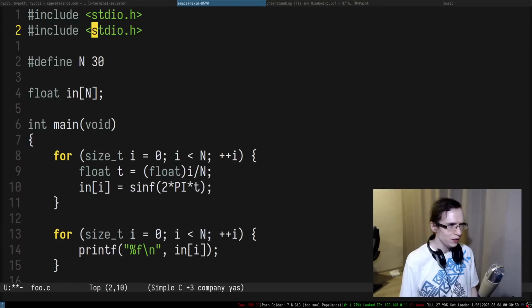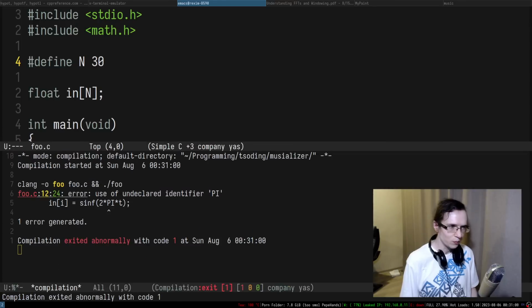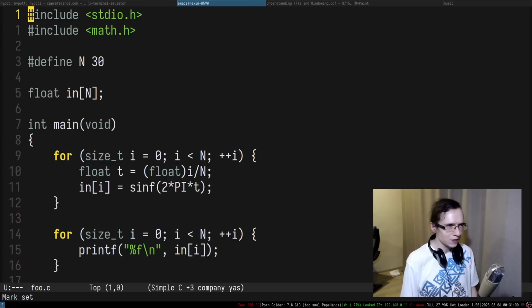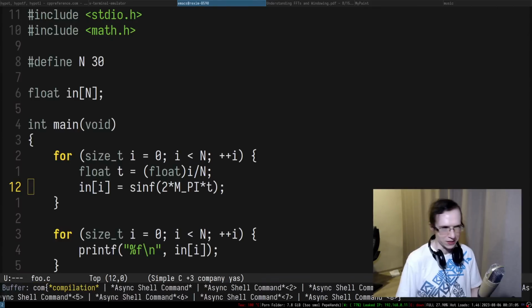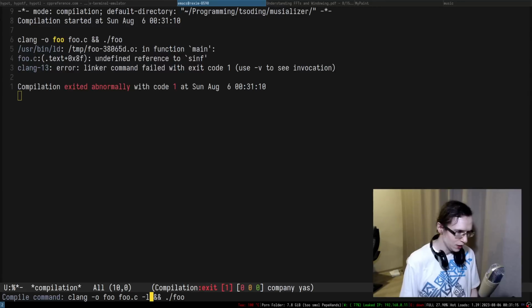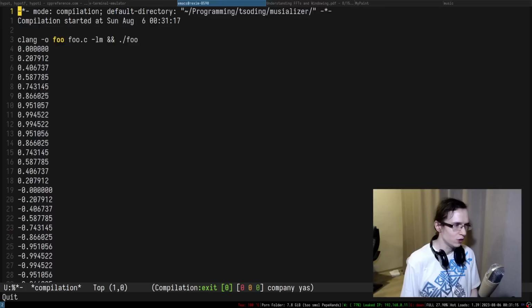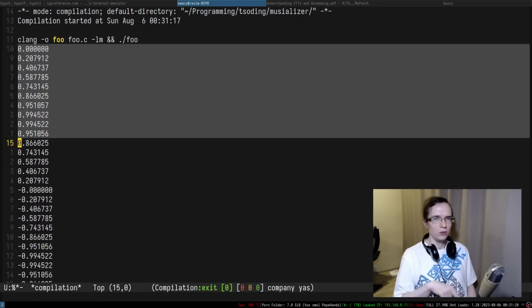Cool. We probably need some math, so let's try to build this. It's clang foo.c, and let's run it. It doesn't have pi. I think a non-standard extension is to have M_PI. It's not particularly standard, but I don't want to spend time defining pi. There we go. Now it doesn't have sinf, because we never linked with the math library. There you go, in here we have basically one period of a sine wave.